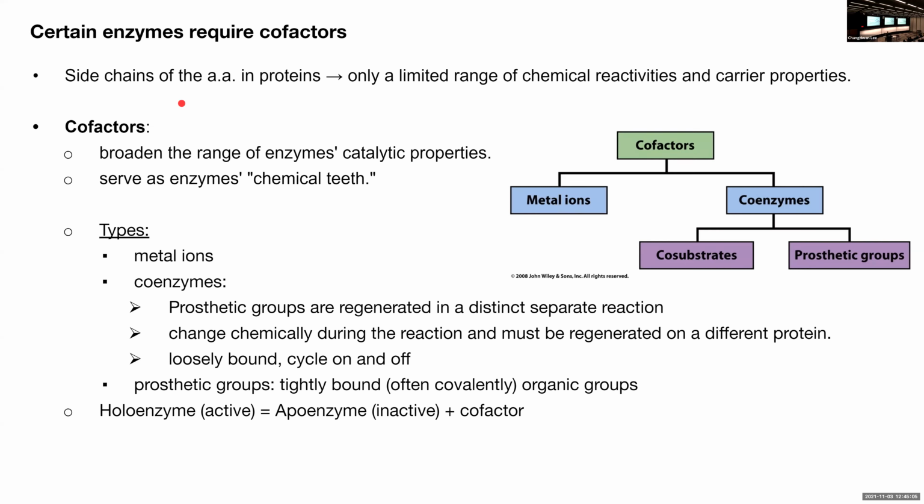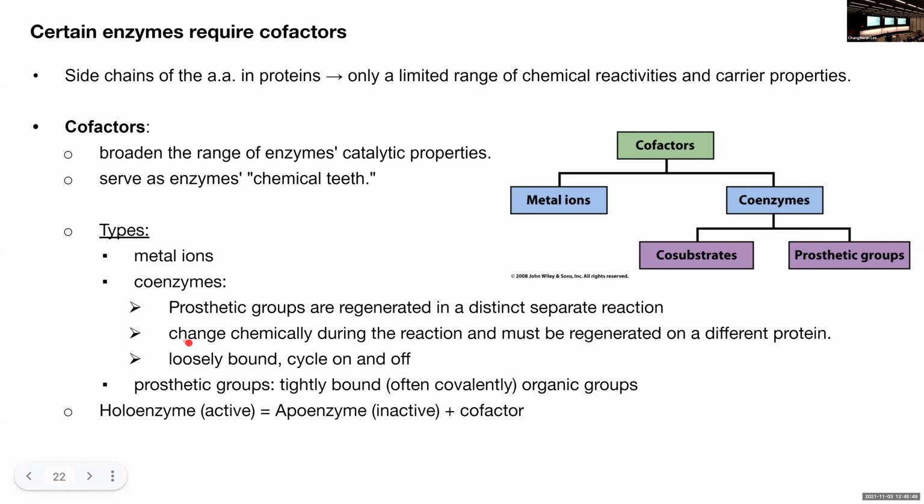To give more flexibility and diversity in terms of their reactants or substrates, they have to recruit other things, like non-organic components. These are called cofactors, and they broaden the range of enzymatic reactions and properties, basically serving as chemical teeth, right, with different sizes and shapes. There are different types of cofactors. Metal ions are widely used, and also coenzymes. They can be simply prosthetic groups, or they can be small proteins, small polypeptides too.